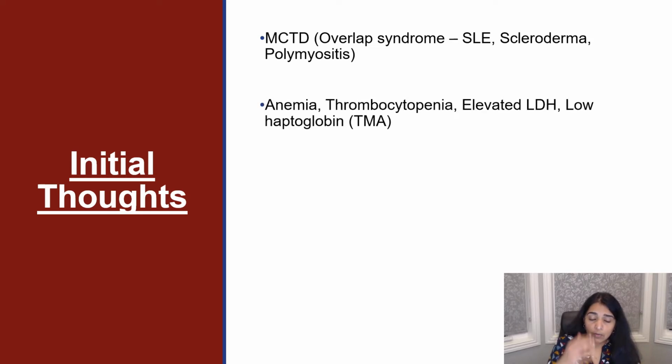But what is really glaring to us in this case is the constellation of lab abnormalities, which are anemia, thrombocytopenia, elevated LDH, and low haptoglobin. And all of these together are characteristic of a thrombotic microangiopathy.